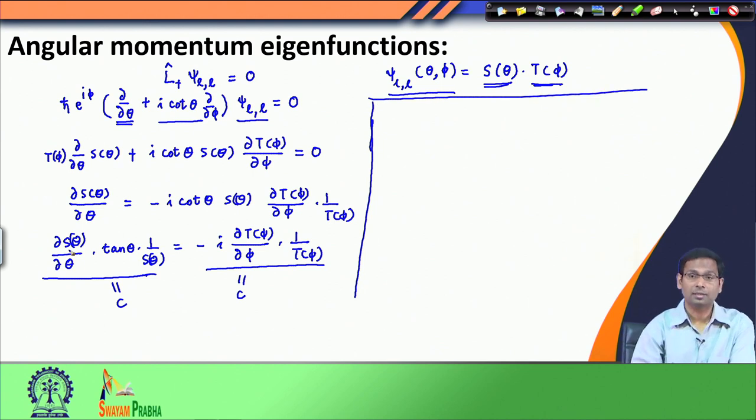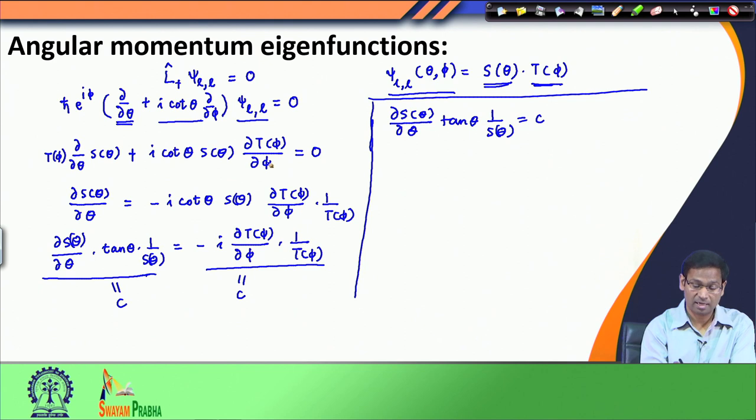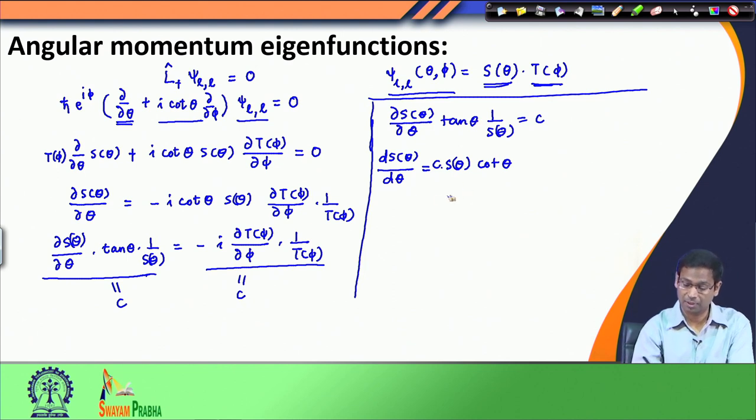We would first take up the theta problem. So, therefore, I write here that this is a constant. Since in this equation I had terms which depend on phi and theta, but since I am now only dealing with one variable at a time, I can replace my partial derivative with a normal derivative. So, I took s of theta and tan theta to the other side becoming cot theta. So, I rewrite this and I integrate both the sides.